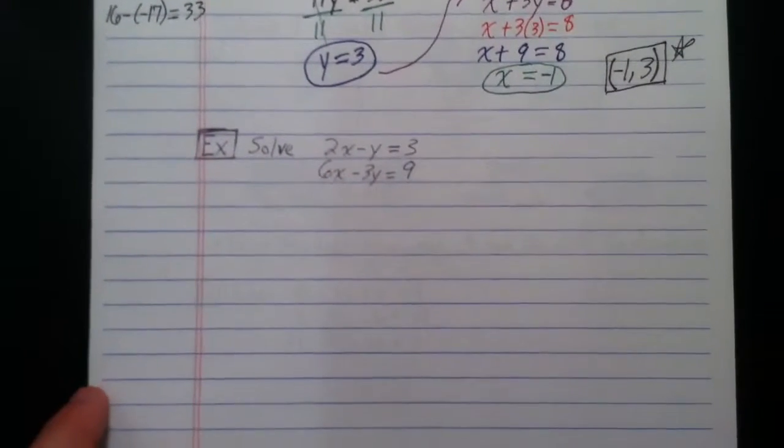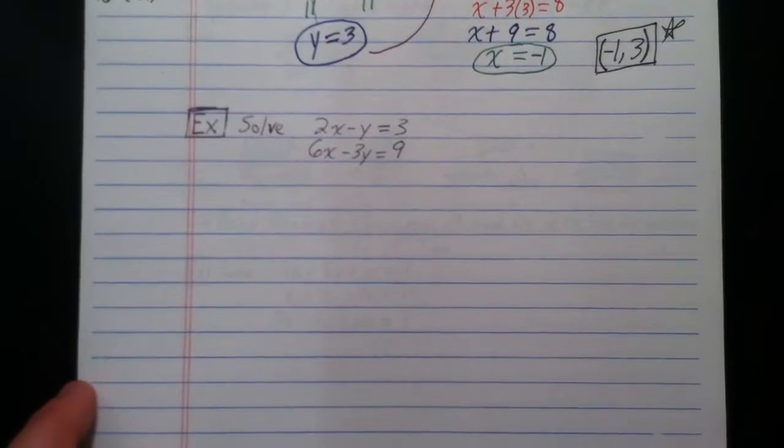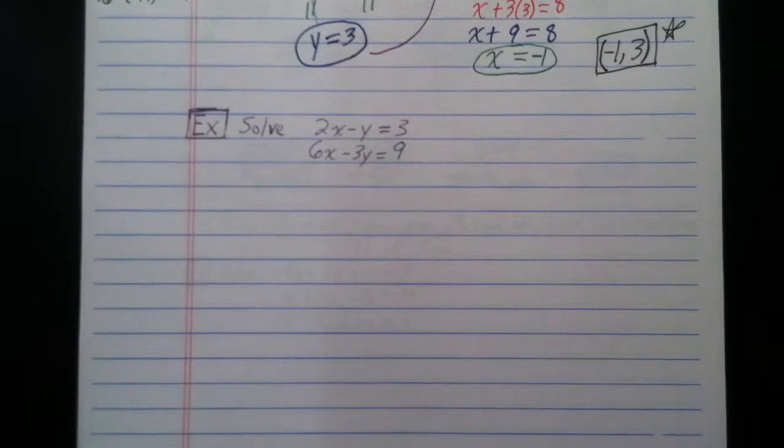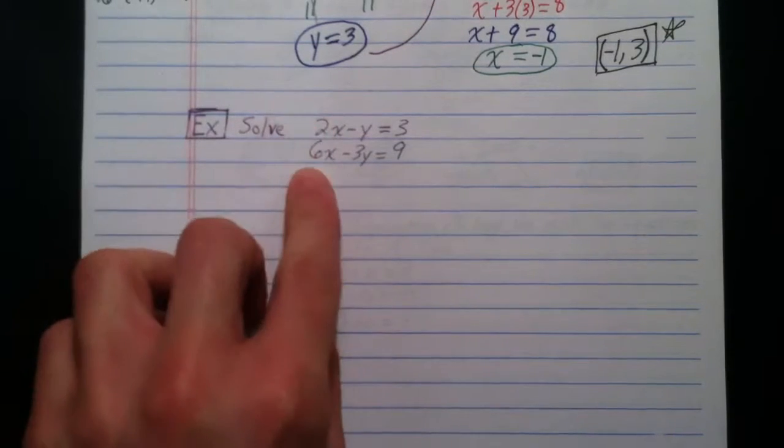So let's finish up one more example here to finish off the section. So here we have the system 2x minus y equals 3 and 6x minus 3y equals 9. Once again, we can't add or subtract right off the bat. Our x's wouldn't cancel if we added them. That would give us 8x if we added them.